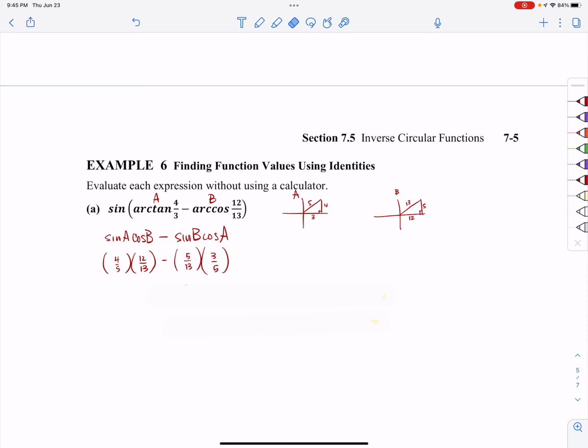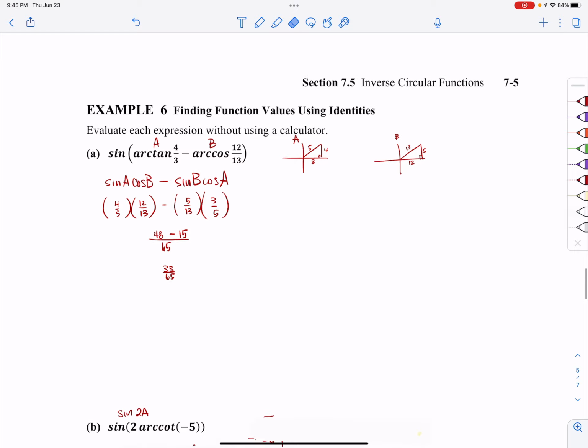So now I want to do the math on that. And so order of operations says that we're going to multiply first. And I do notice that there is a common denominator. And so I will subtract then my numerators, and I will get 33 over 65. All right, let's take a look at part B.